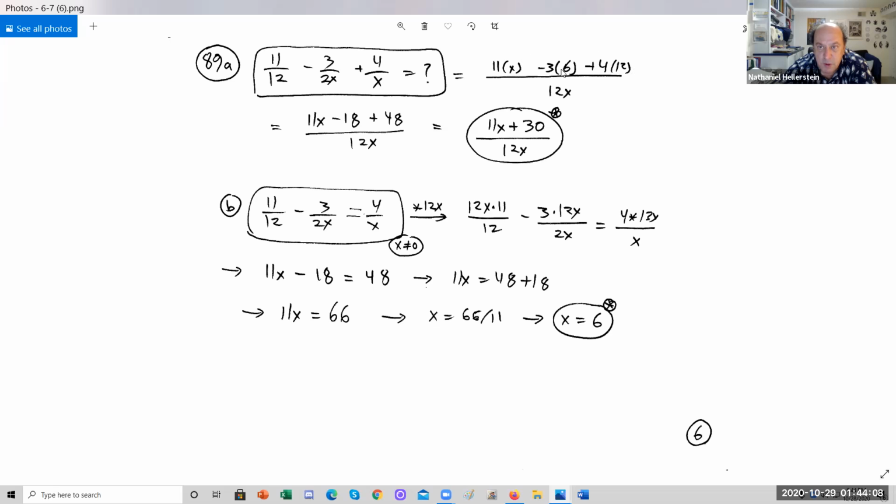So 11x minus 3 times 6 plus 4 times 12. It's 11x minus 18 plus 48 over 12x. And that's 11x plus 30 over 12x. Okay, so that simplifies this expression.